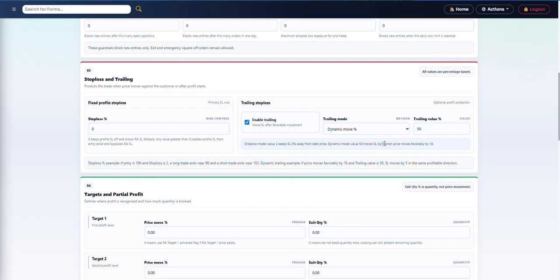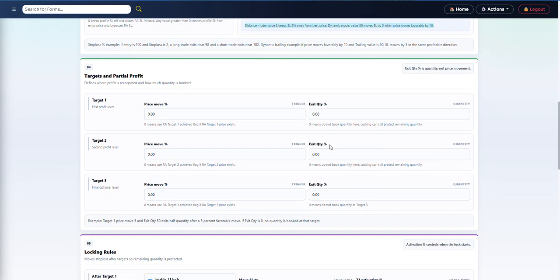So if SL was 90 rupees at that time, then it will reach 95 for the new trail percentage value. So this is how trailing value will be working. In each column, I have written a hint for your comfort, so you can read all the hints, which will be very easy for you to understand how it works and what you can achieve by setting this up.